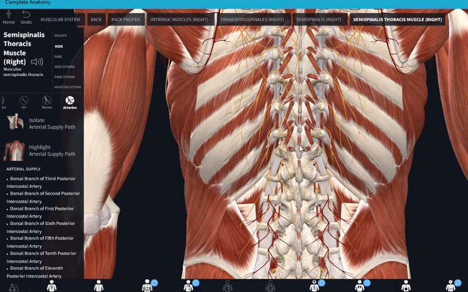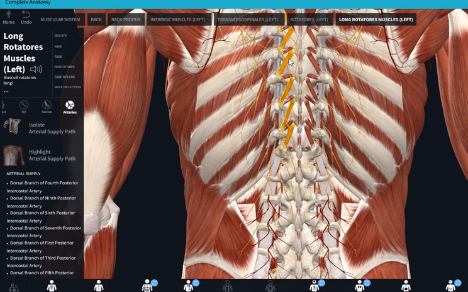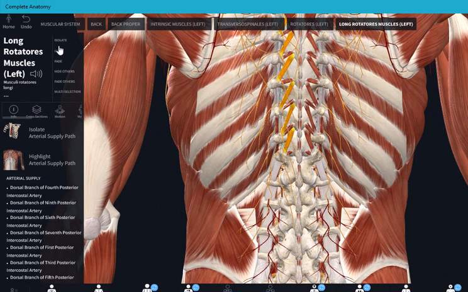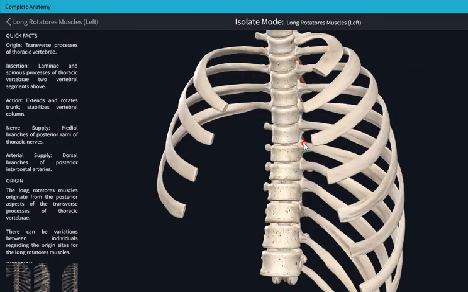Now let's go to the furthest deep muscles. The furthest deep muscles are these muscles here. They are called the long rotator muscles. We see here that they have a certain origin. When you isolate them, you can see the different origins of the long rotator muscles.